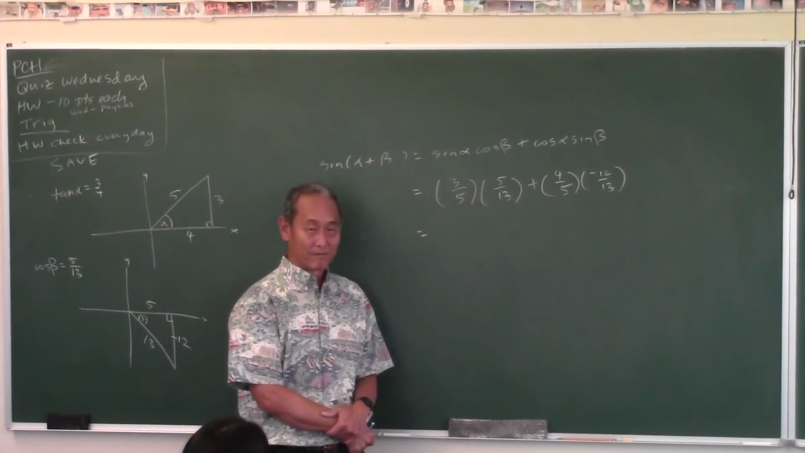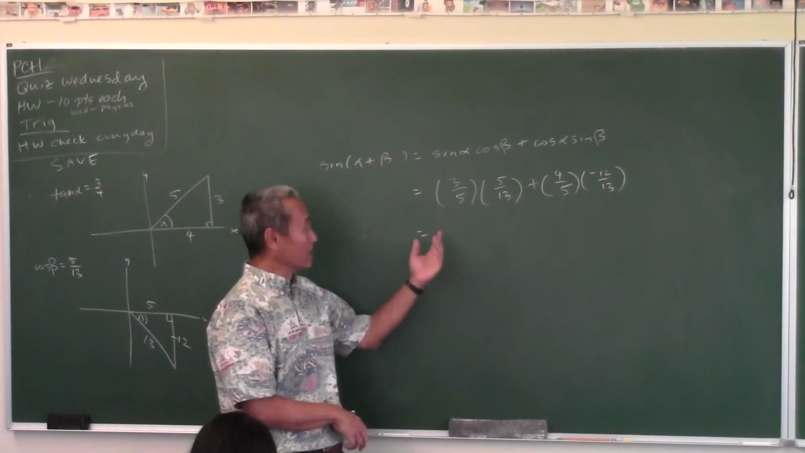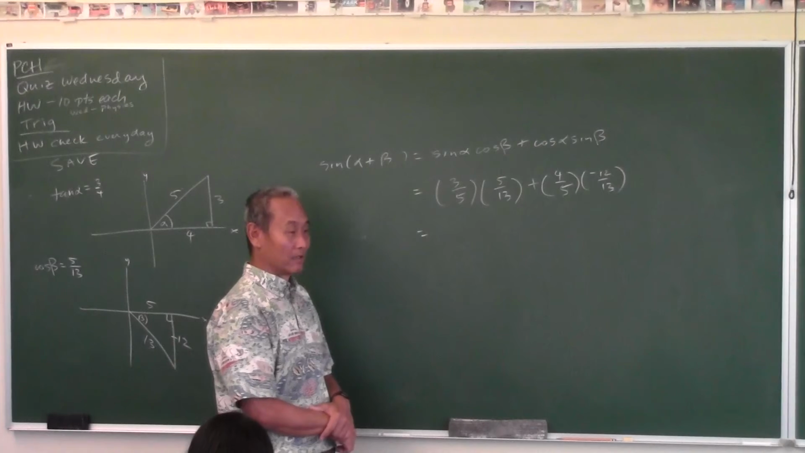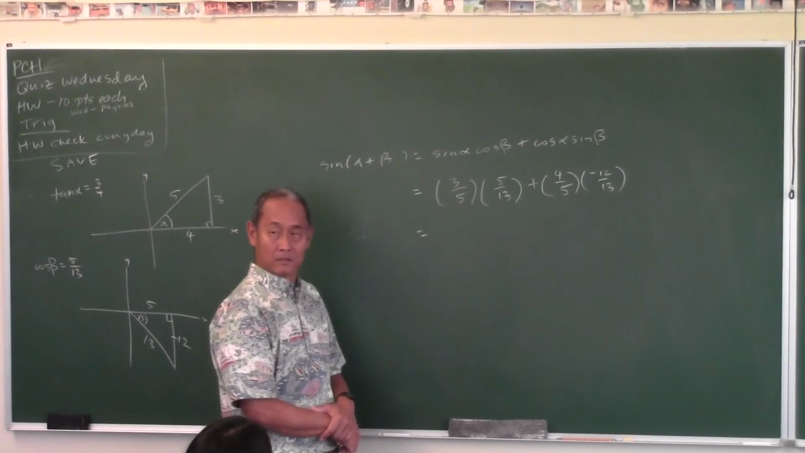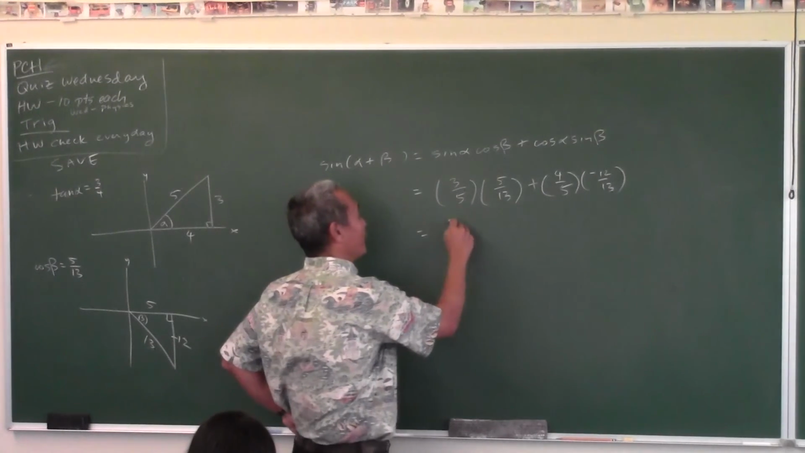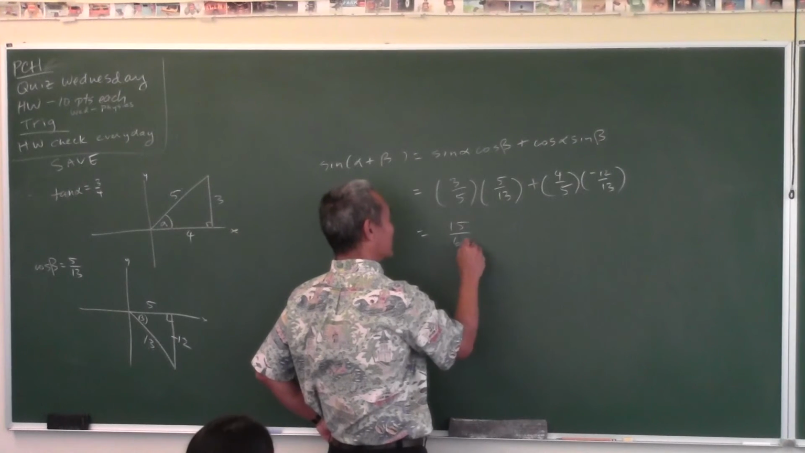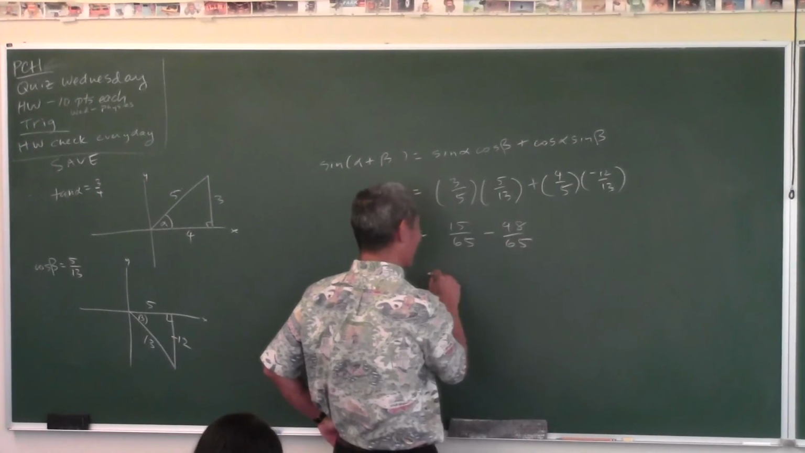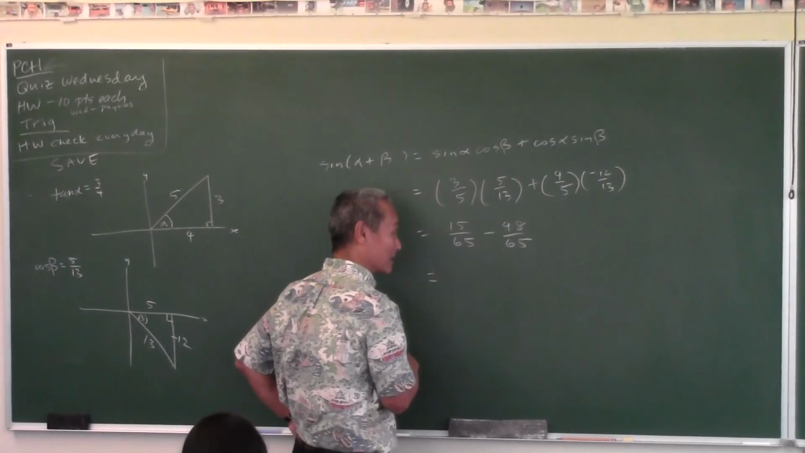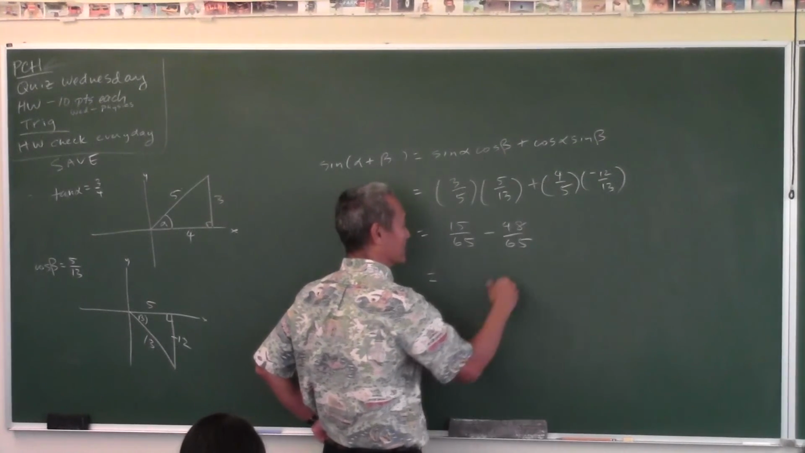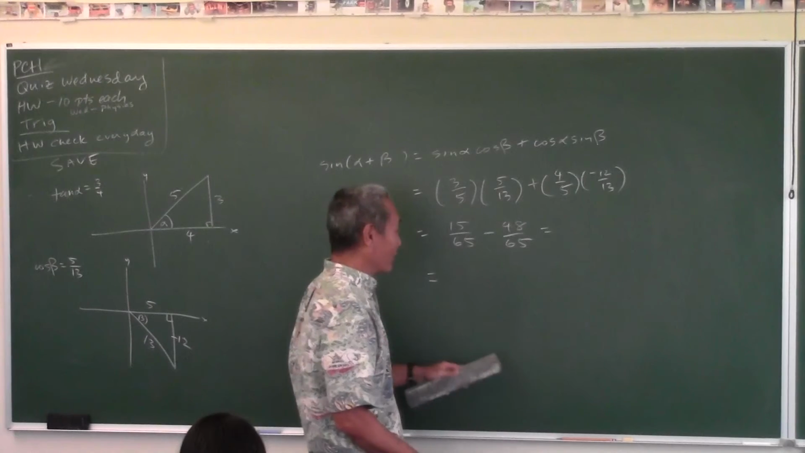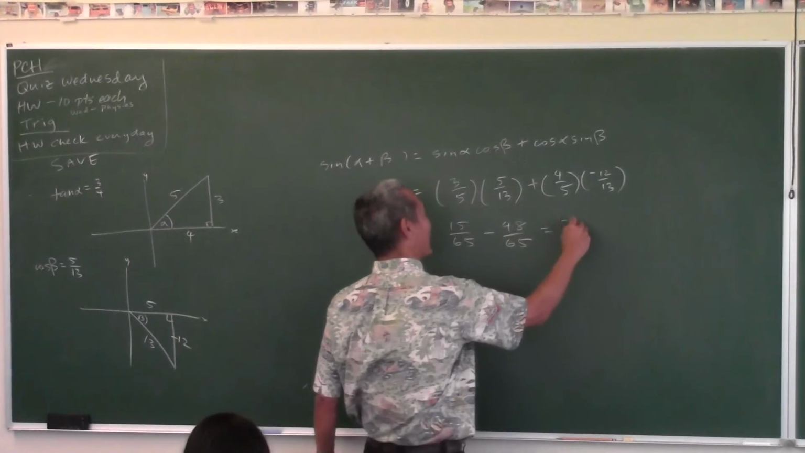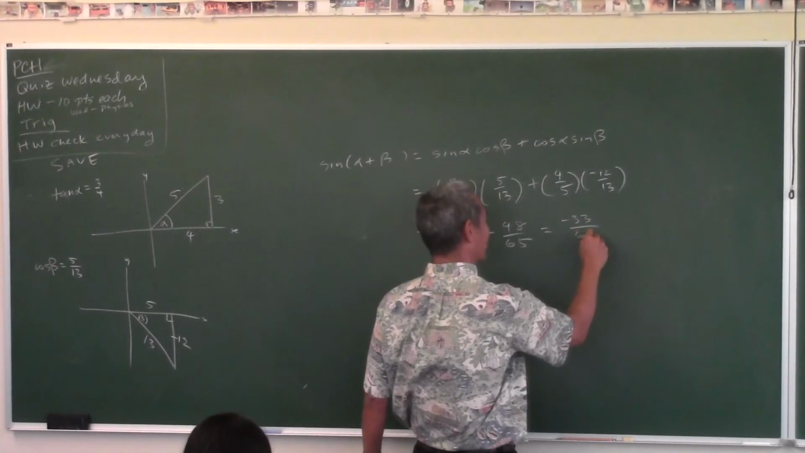The last point is, can you compute this number? 15/65 minus 48/65, and your final answer is? Oh my goodness. We cannot even do 15 minus 48. -33/65.